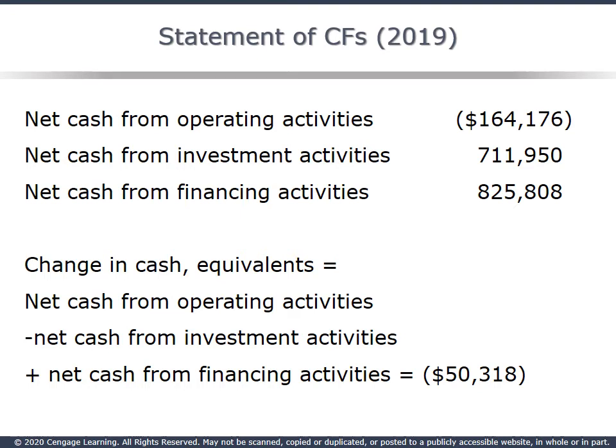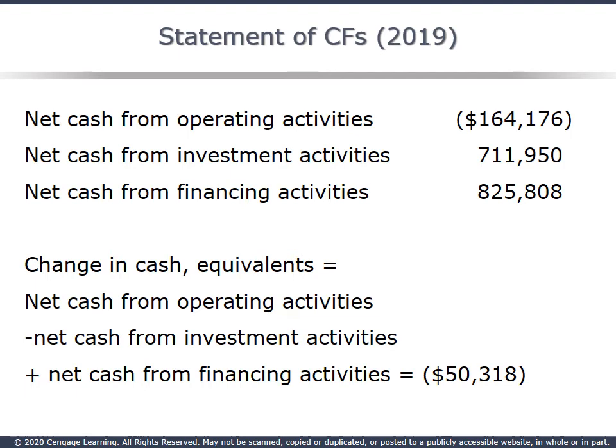Let's check it out. We take a look at DeLeon's cash account from 2018 to 2019. You know what? It went down by over $50,000. Okay, well, did we get these numbers right? If we take our net cash from operating activities, subtract out the net cash from investment activities, add back in the net cash from financing activities, we end up with that same number. So our work is correct.